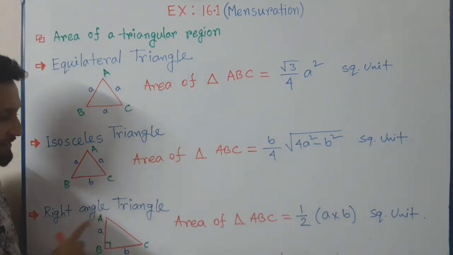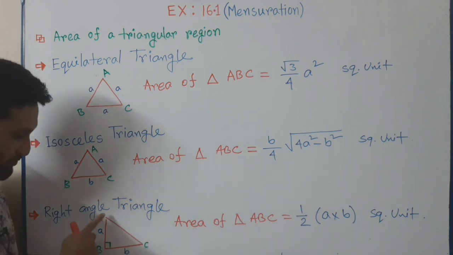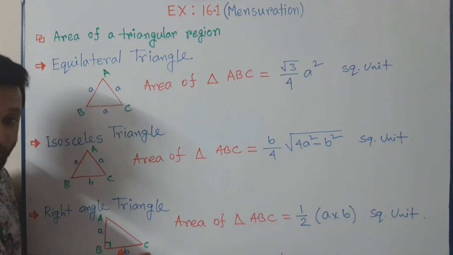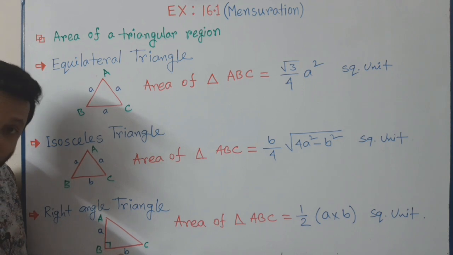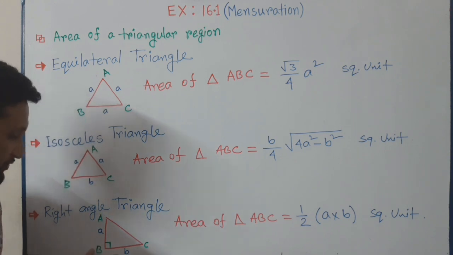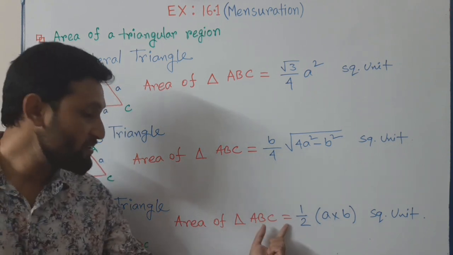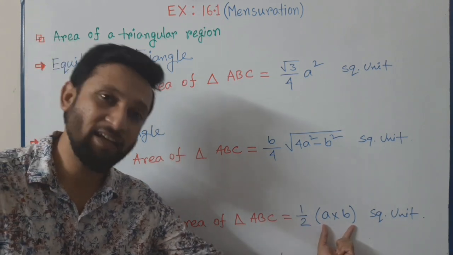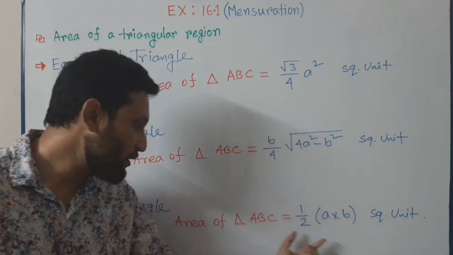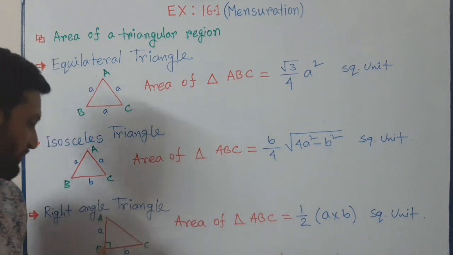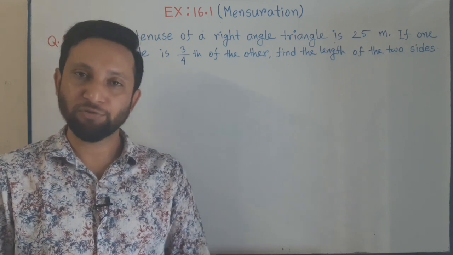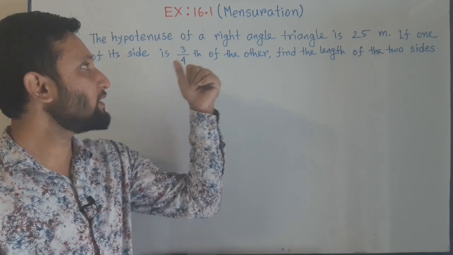Okay, now right angle triangle, area of a right angle triangle. Suppose ABC is a right angle triangle where two adjacent sides AB and BC are given. Suppose BC side length is B and the adjacent side length AB is A. So the area of this right angle triangle ABC is half of two adjacent sides, A into B. So square unit. This is the area of a right angle triangle ABC. I hope everybody is clear. Dear students, now I am going to solve some mathematical problems from this exercise.